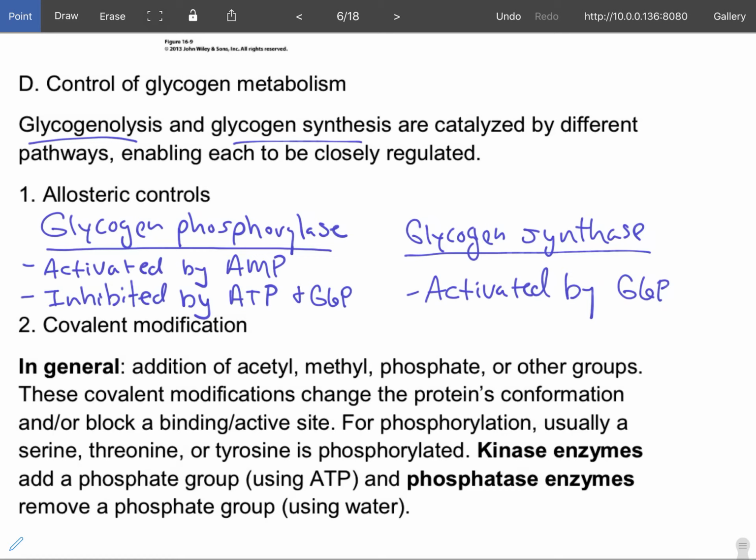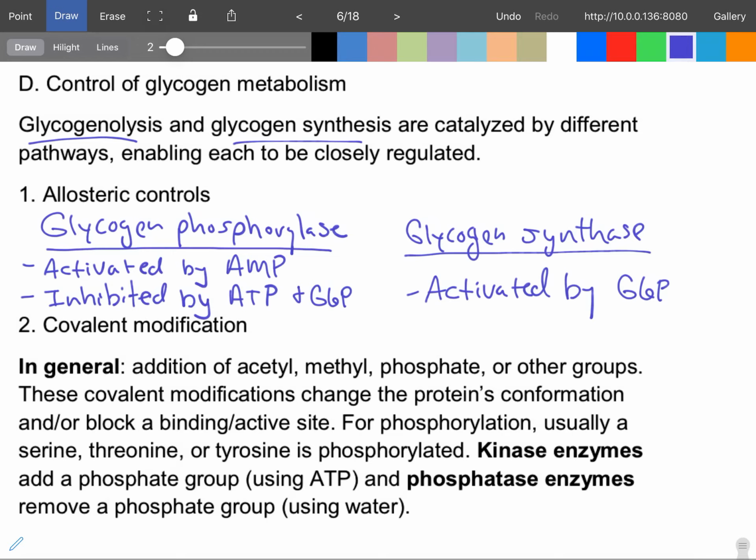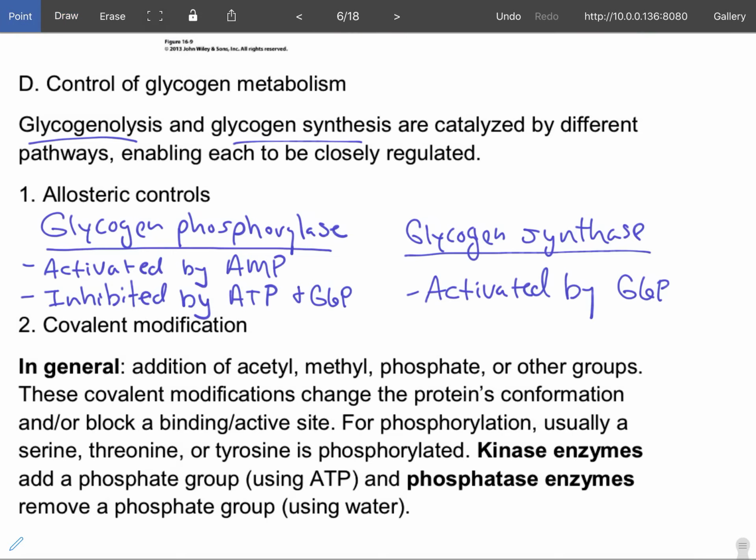So those are some allosteric controls of glycogen metabolism, and I'll point it out again. Concentrate, when we're talking about glycogen breakdown, the phosphorylase is the most important enzyme, and when we're talking about glycogen production or synthesis, the synthase is the most important enzyme. The other enzymes we've talked about matter, but we're going to focus most intently on these two.